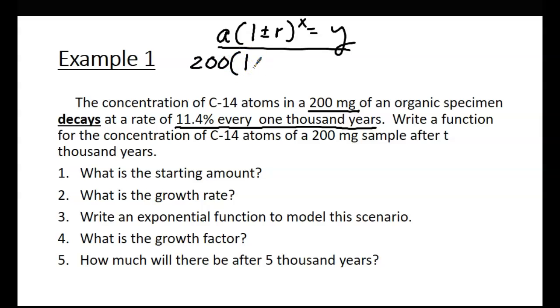Is this growing or decaying? And R is the growth rate or the decay rate. And it's the decimal form of the percent. So what's the decimal form of this percent here? It's 0.114. So here's how you do it if you don't know. 11.4%. You take the decimal, you move it to the left twice, and that gives you the decimal form of the number. Okay, so it's 0.114.